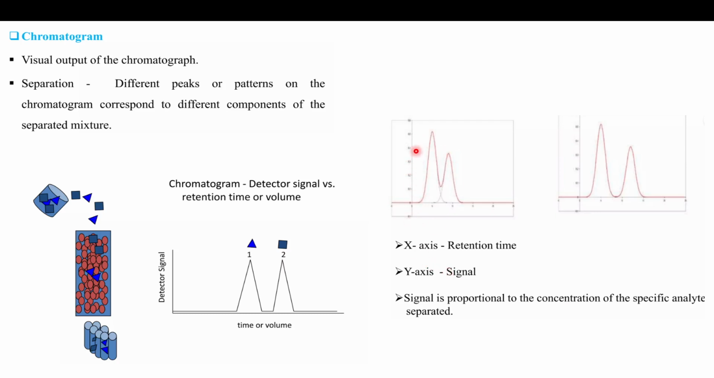So suppose I'm talking about proteins. Proteins are composed of amino acids, and there are certain amino acids like the aromatic amino acids, tryptophan and phenylalanine, which can absorb UV. Due to the diffused electron density, they can absorb UV and get excited and give out signals. So based on the absorption of these amino acids, the signal that is given out is proportional to the concentration of the specific analyte that is being separated out of the complete mixture.